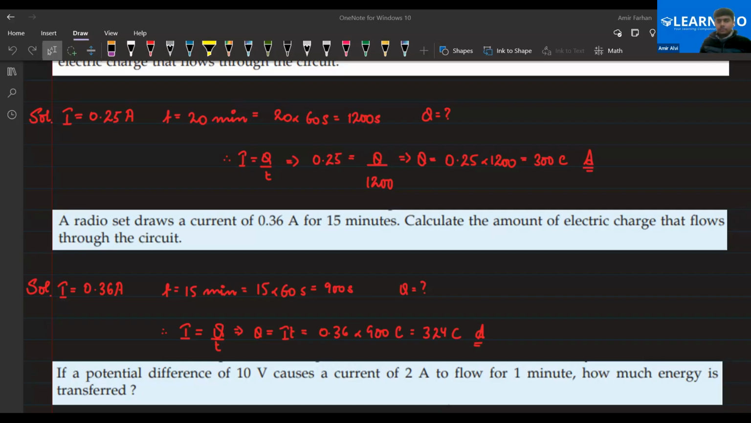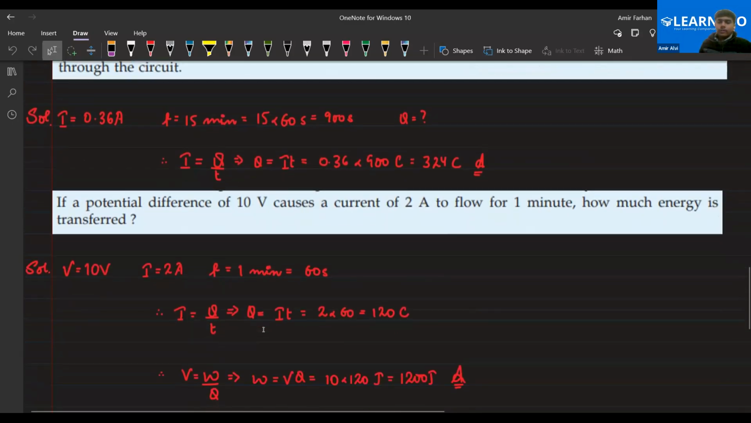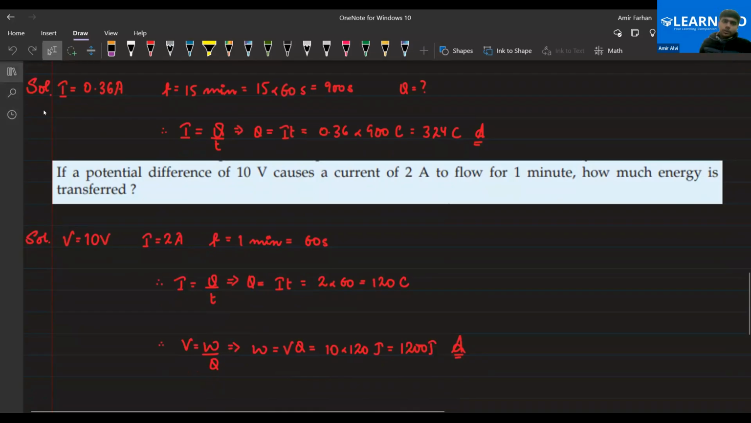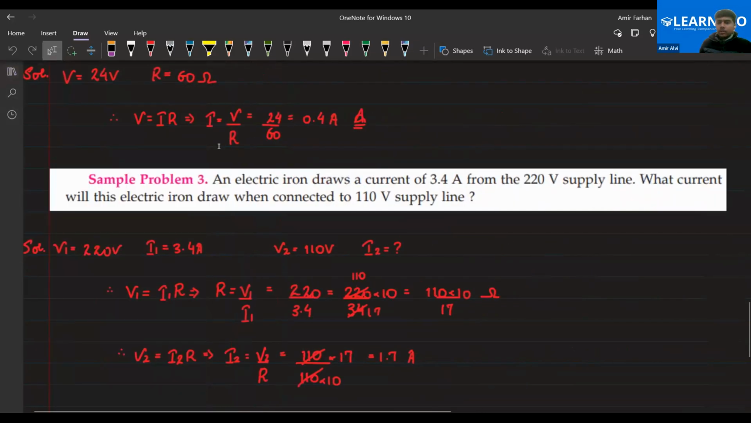Any answer? Check the Galvin. Check Aisha. Yeah, that is 1200. 1200 joule. Okay. Chalo, good. Now let's talk about Ohm's law.